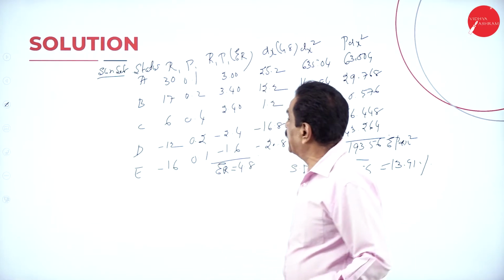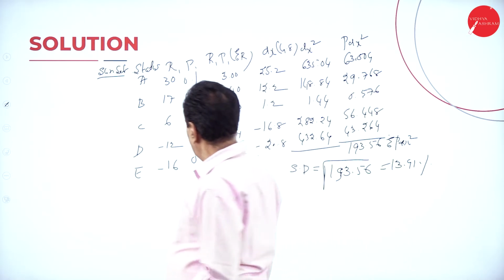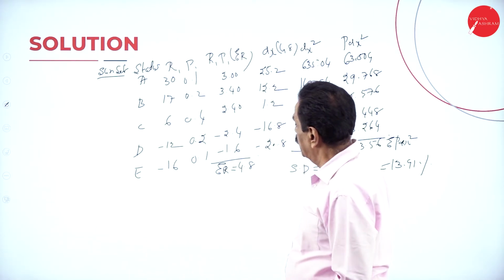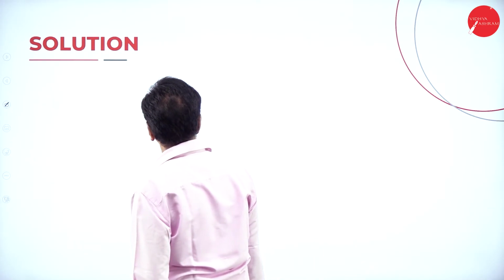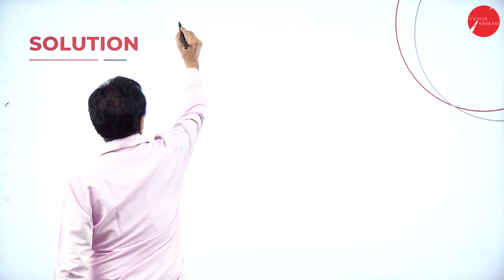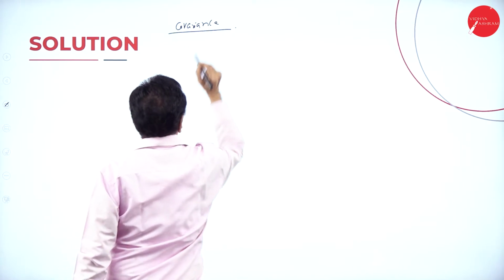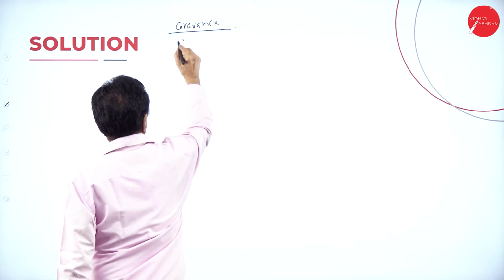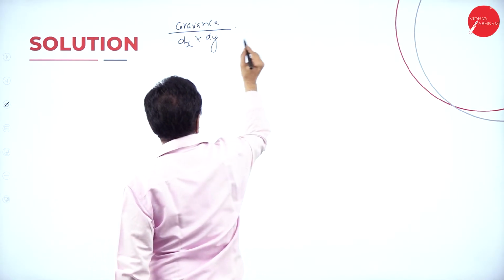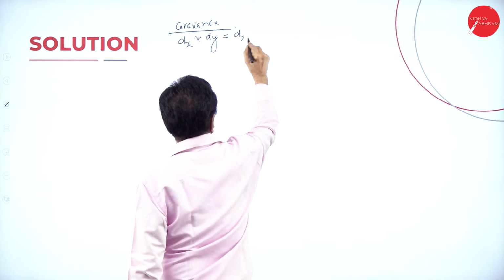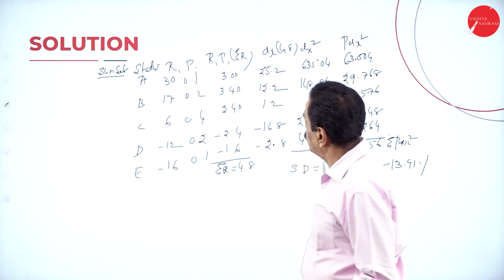So we calculated the standard deviation of both. Then he wants, what's the question he wants? Then he wants covariance. Covariance is equal to dx dy into probability. First you write the dx.